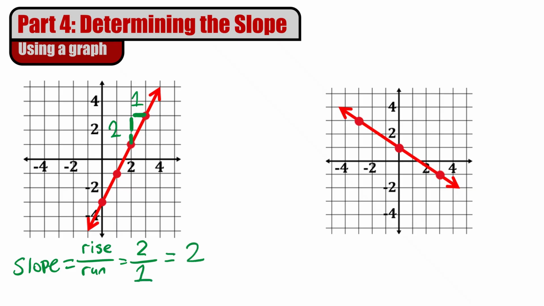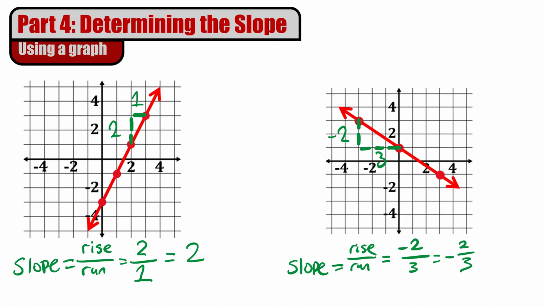is 2. On the graph on the right, the line is going down as we move to the right. That means this slope will be negative. We again pick 2 points that land exactly on the grid. Starting at the higher point, we move down 2 units to reach the lower point. Because we are moving down, the rise is -2. Now, from that point, we move right 3 units. So the run is 3. Using slope equals rise over run, or vertical change over horizontal change, the slope is -2/3.